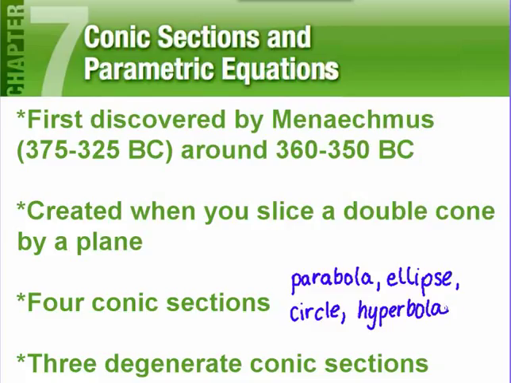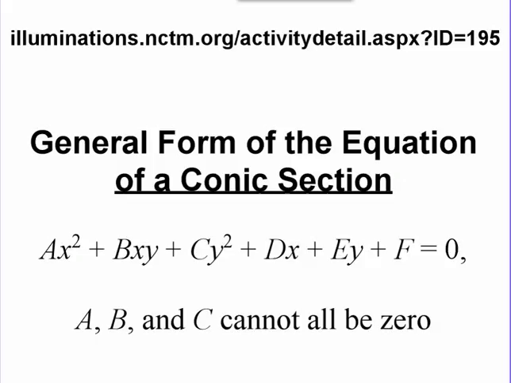We have 3 degenerate conic sections. Those 3 degenerate conic sections are a point, a line, and 2 intersecting lines. Okay, a point, a line, and 2 intersecting lines. So real quick today, we're just going to do a basic activity.